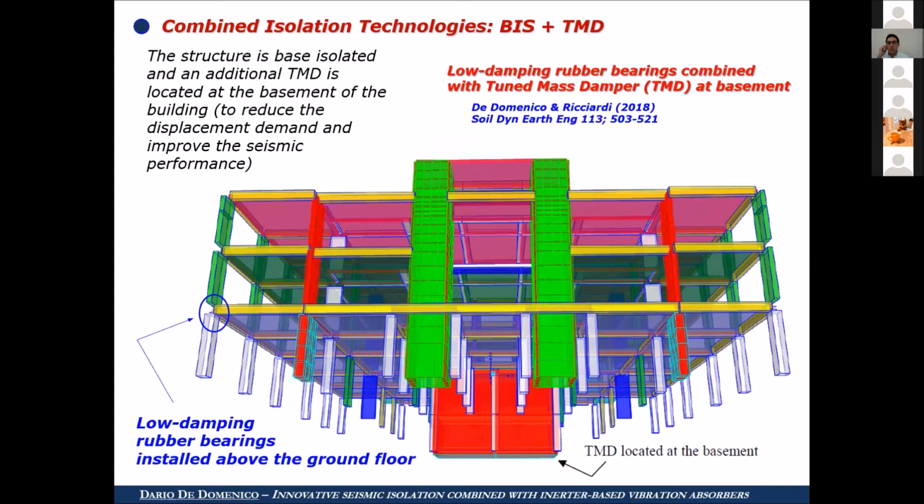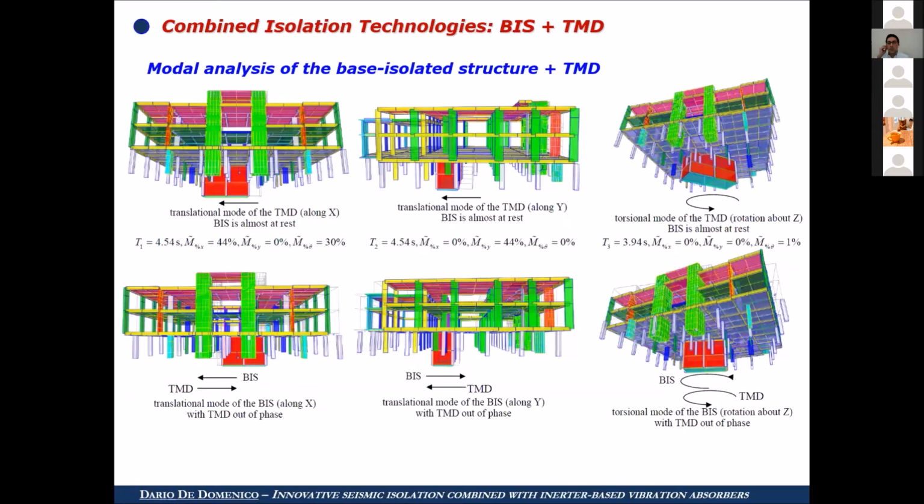If we have a look at the modal analysis of this structure, it is quite peculiar because the first three modes of vibration of the building involve the motion of the large mass of this TMD at basement, while the substructure, including the base isolation system, is almost at rest, so it is not moving at all. And we have the classical three modes of vibration: translation and torsional modes of vibration.